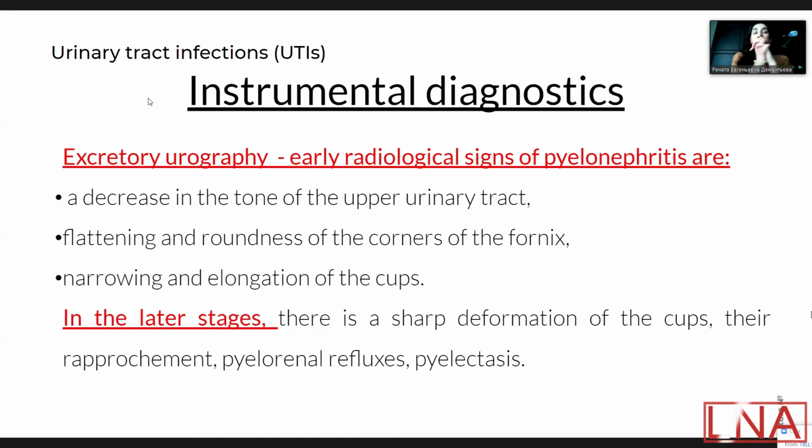The next type of instrumental diagnostics is excretory urography. An early radiological sign of pyelonephritis by this method is a decrease in the tone of the upper urinary tract and ureters, flattening and rounding of the corners of the fornix, narrowing and elongation of the calyces, and damage to the structure of the cups of the kidney. In the later stage, there is a sharp deformation of the cups, their rapprochement, pyelorenal refluxes, and pyelectasis.